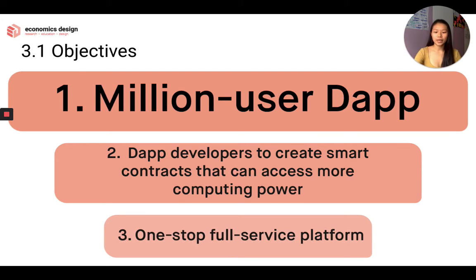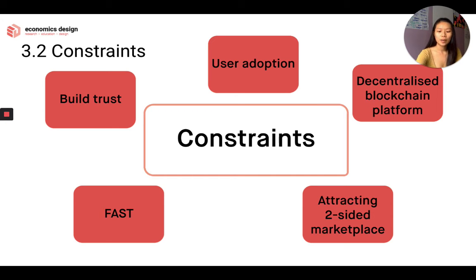And third, it wants to be a one-stop full-service solution that allows smart contract developers and traditional developers to create applications and build on them, and then allow users to come and use them. So they want to be a one-stop full solution that can fit the demands of developers. Of course there are a lot more objectives. These are just the main three that I want to point out. You can think of more objectives if you want, but let's move on to constraints first.